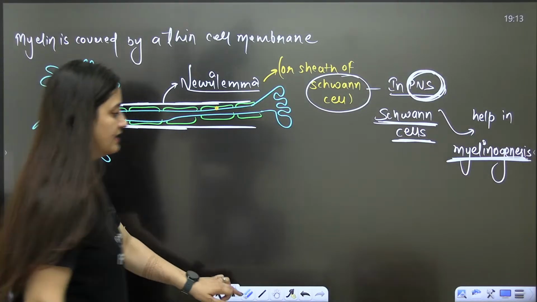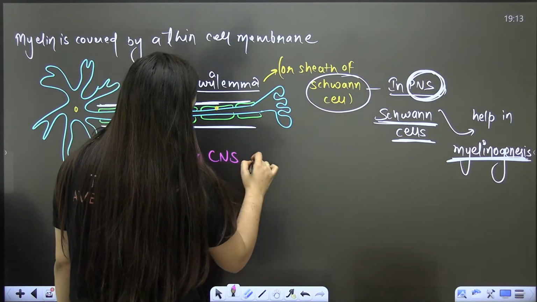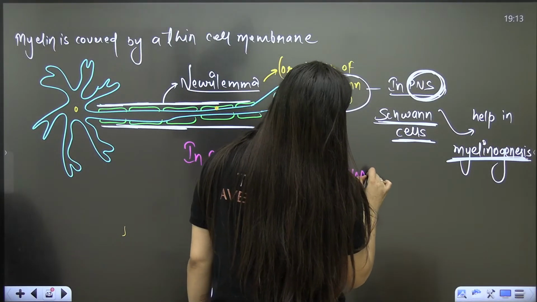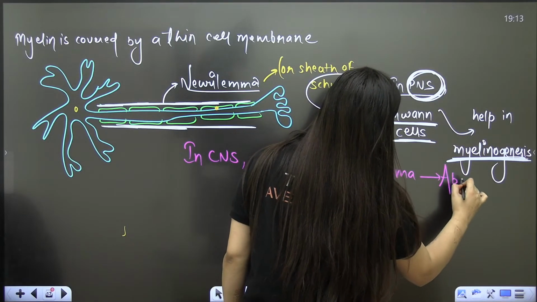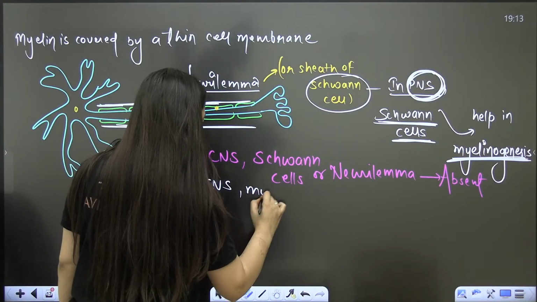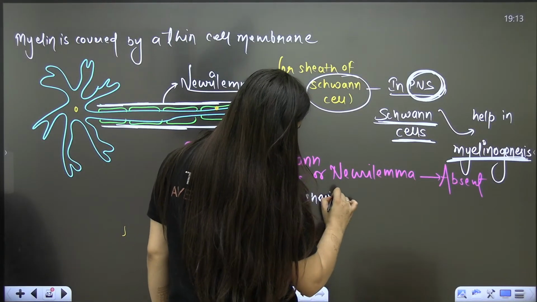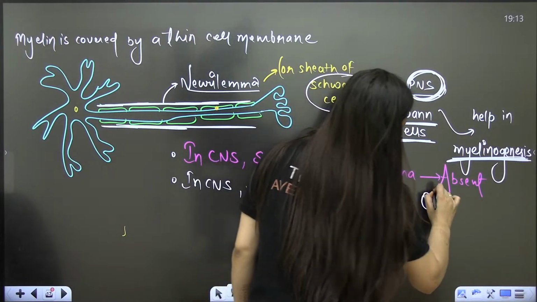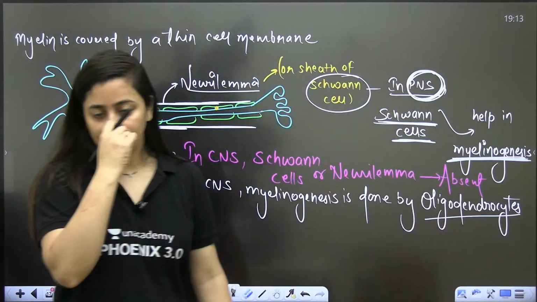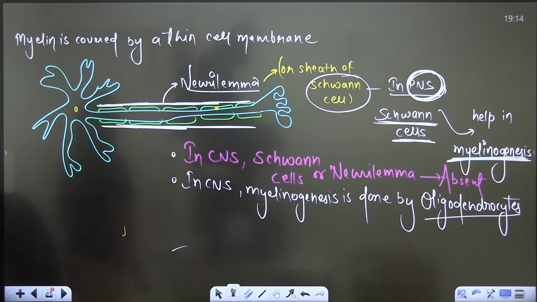I'll write one thing here. In the CNS, Schwann cells or Neurilemma are absent. This is a PYQ. Myelogenesis is done by oligodendrocytes. What are these oligodendrocytes? They are an example of your neuroglial cells. Is that clear?